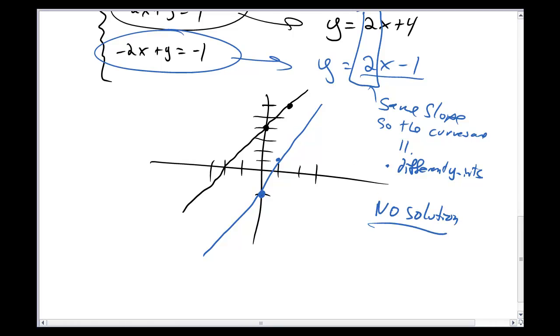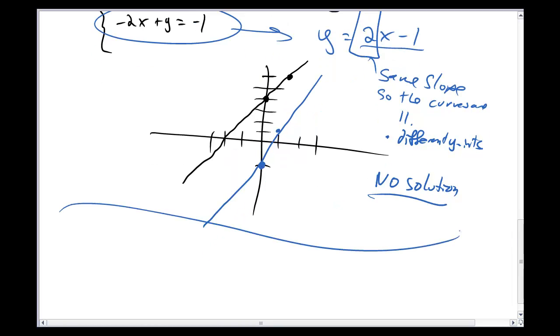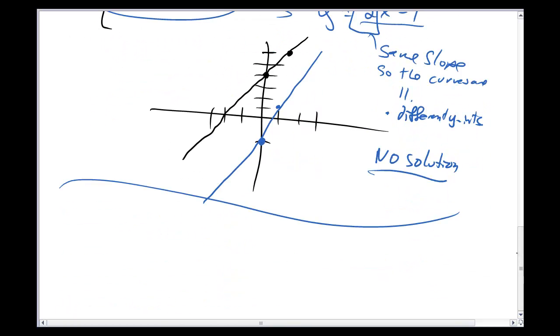Again, if I'd drawn my graph a little bit more to scale, I'd convince myself that these really aren't pinching together and going to cross somewhere up here. They're parallel lines. They're like railroad tracks. They're never going to cross each other. That's what no solution might look like.